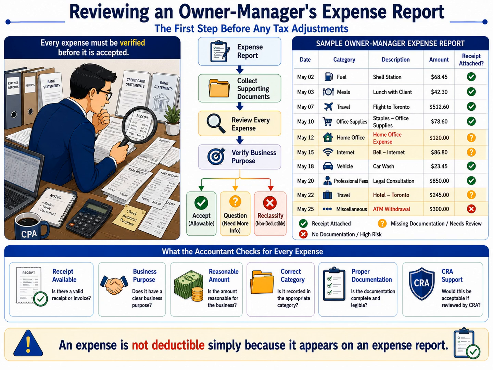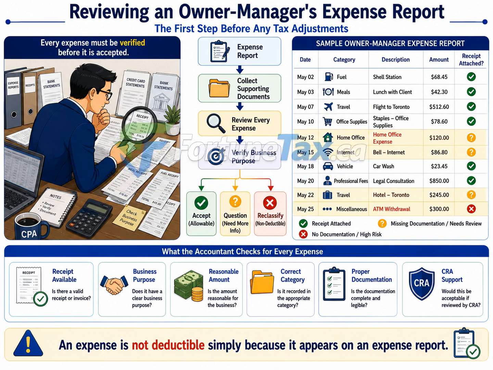Some expenses can be accepted immediately because they have proper documentation, a clear business purpose, and meet the tax rules. Other expenses require additional information, perhaps because receipts are missing or the description is unclear. Finally, some expenses must be reclassified because they are personal in nature and cannot be deducted by the corporation.